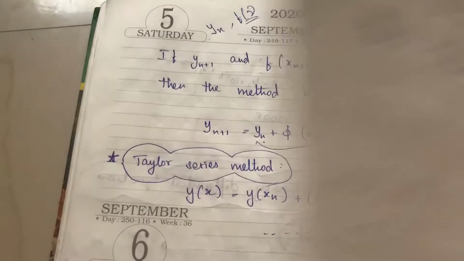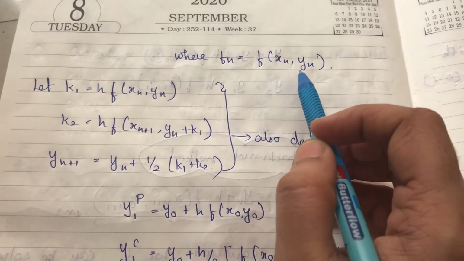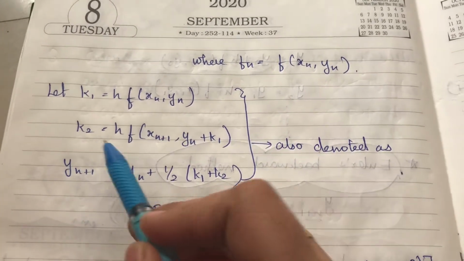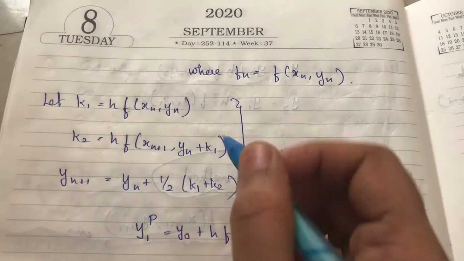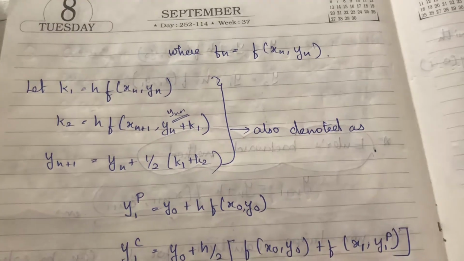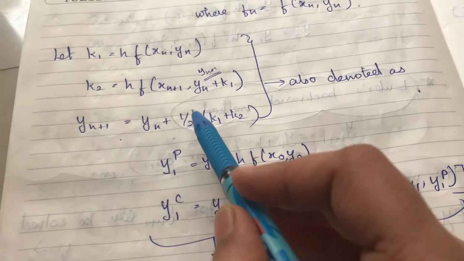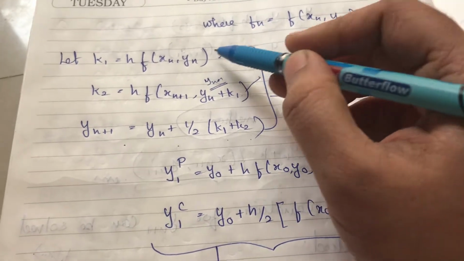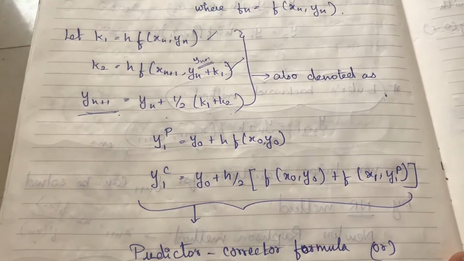Here fn will be f of xn, yn, and k1 will be h into this function, k2 will be h into the other function. Same xn plus 1, here instead of yn plus 1 I am just writing yn plus a constant k1. Okay, and yn plus 1 is equal to yn plus half of the two constants, k1 plus k2. So this is the k1, k2. So just find the answers for this and substitute here and you will get the value for yn plus 1.